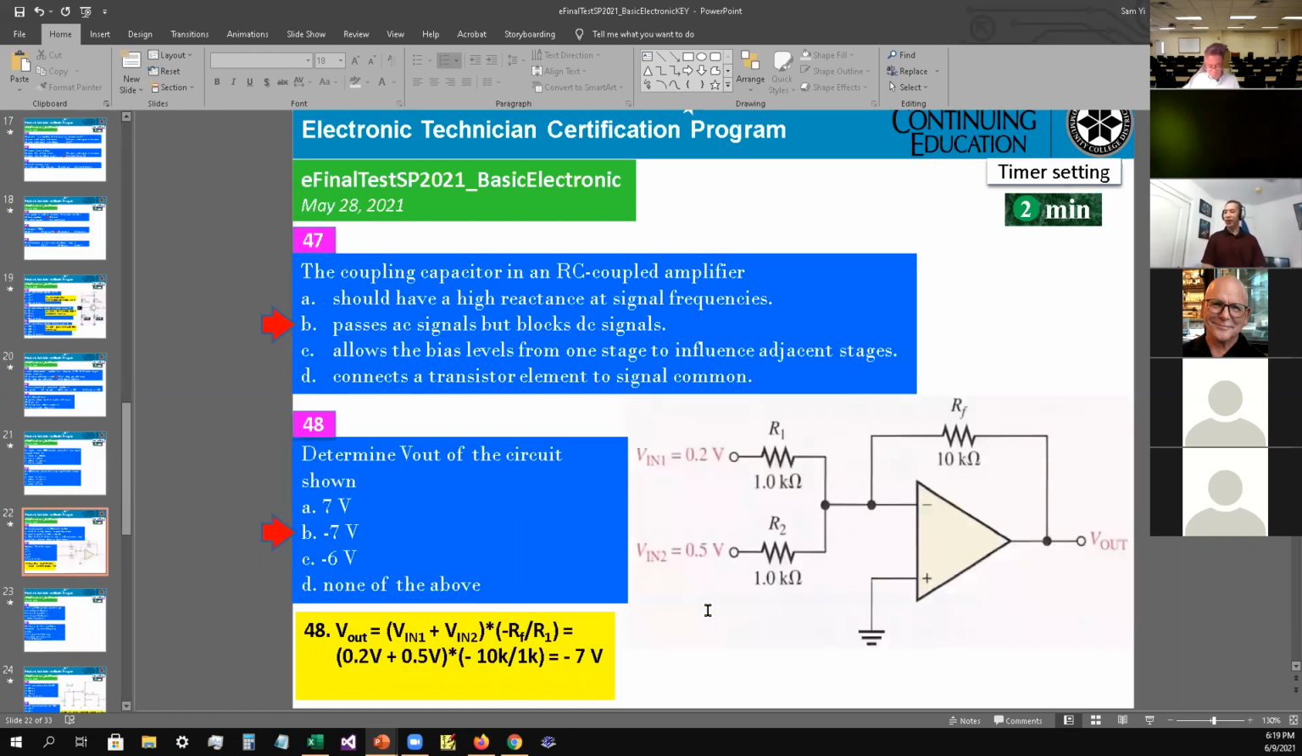All right, 47. The coupling capacitor in an RC coupled amplifier. When you couple with a capacitor, what is the purpose of that capacitor?